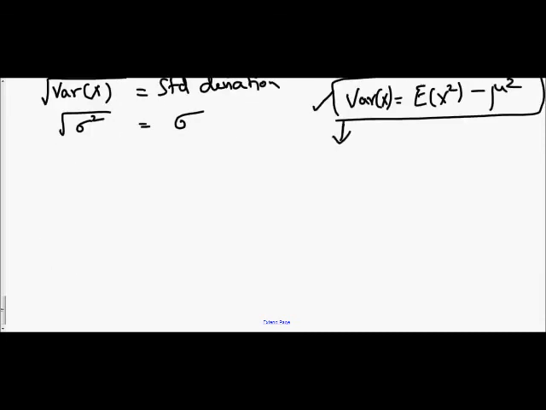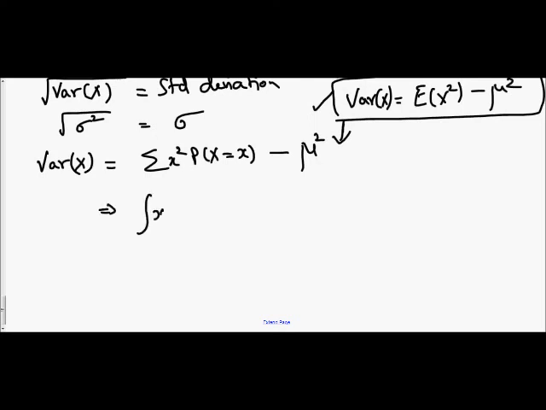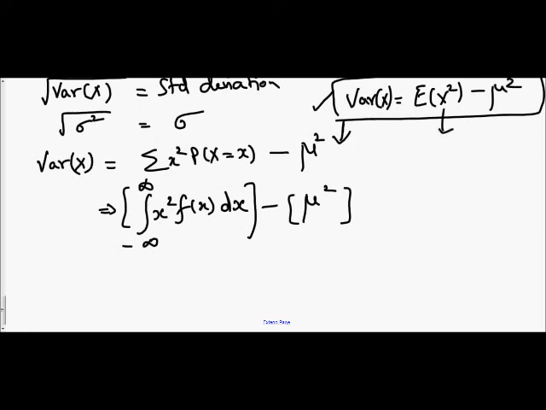When you use this formula, the variance of x for discrete would be the sum of x squared p(x) minus mu squared separately. Or if it is a continuous random variable, this would be the integral of x squared f(x) dx from minus infinity to infinity, minus mu squared. Okay, this is separate and minus mu squared is separate. So this is how you have to find the variance of x if you are given the expected value of x squared and mu squared.